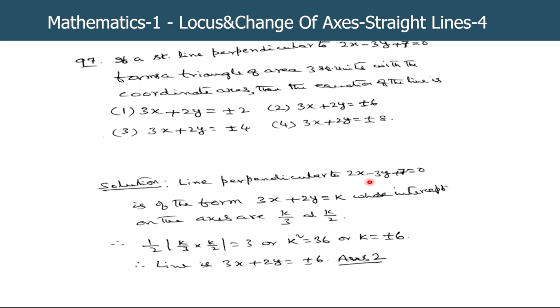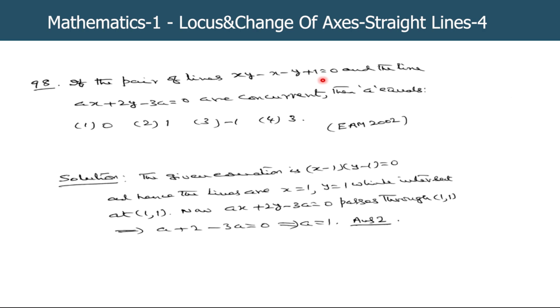Line perpendicular to 2x minus 3y plus 7 equal to 0 is of the form 3x plus 2y is equal to k, and whose intercepts on the axis are k by 3 and k by 2. So, therefore, since the area of the triangle is 3 square units, half of mod k by 3 into k by 2 is equal to 3, or k square is equal to 36, k is equal to plus or minus 6. So, therefore, the required line equation is 3x plus 2y is equal to plus or minus 6. So, correct option is option number 2.